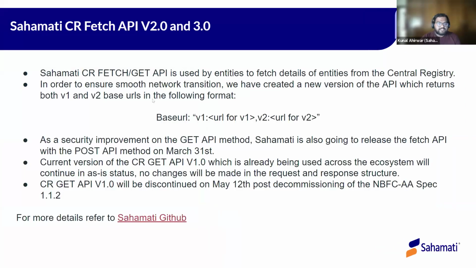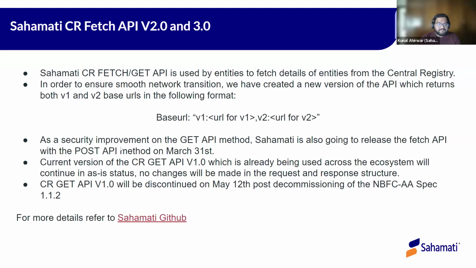So we'll jump quickly into the Fetch API. I'll give you a brief about what's happening here and what changes have happened. As I just mentioned, the Fetch API, or the Get API as it's commonly known, is already available. But on January 25th, we released a second version of this API, the 2.0 version, which returns both the V1 and V2 base URLs. This allows entities in 2.0 to communicate with both V1 and V2 systems. But entities in V1 don't need to change anything in their implementation. They can still continue to support the existing implementation, the existing API. Nothing breaks.